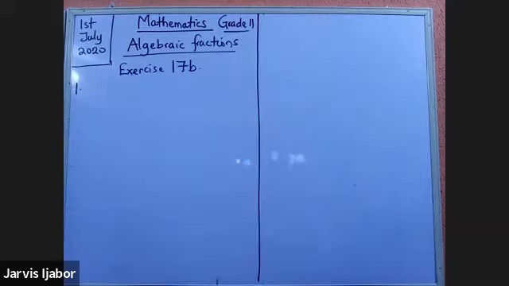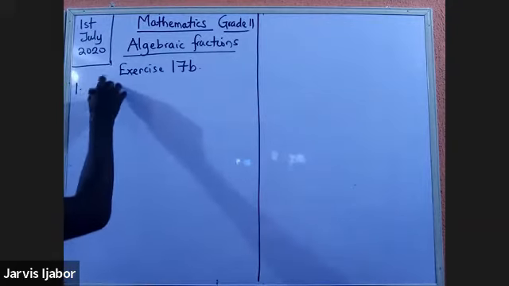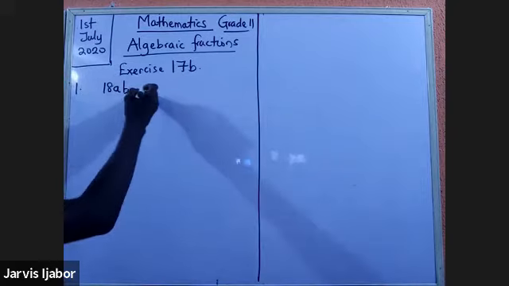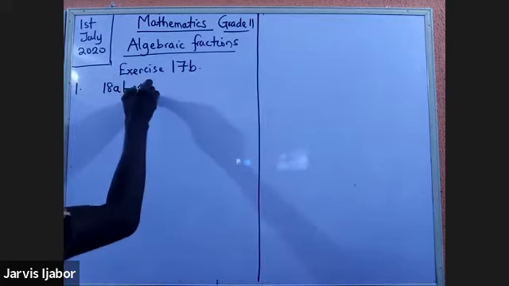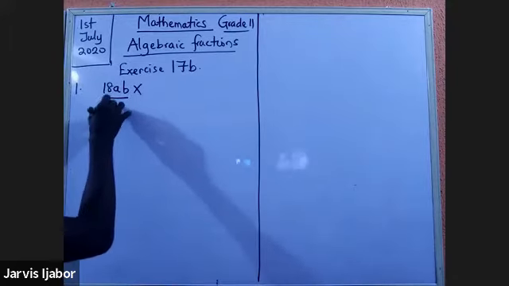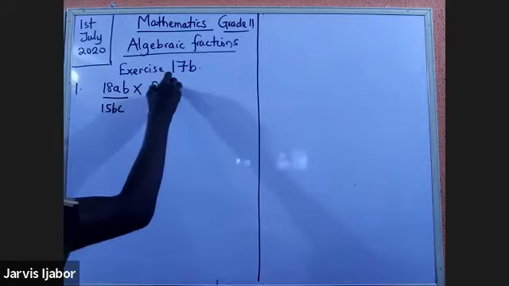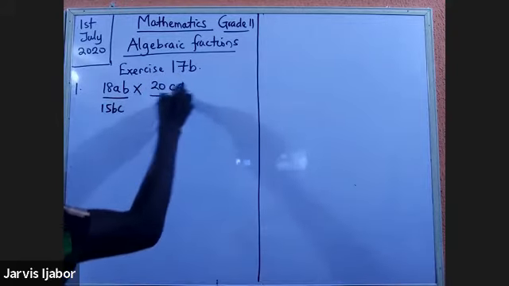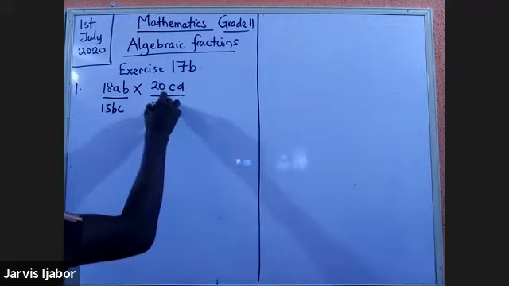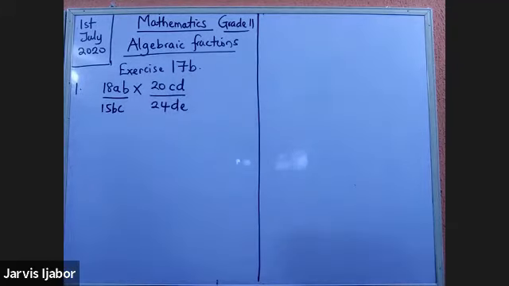So I'll start with question 1. For question 1, it says 18ab over 15bc times 20cd over 24de. Right, so that's what question 1 is going to be.